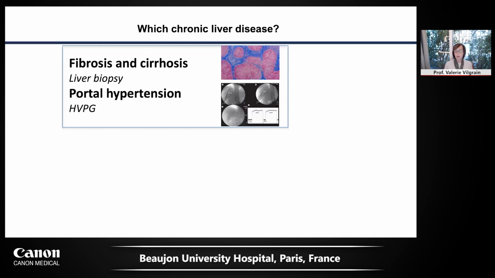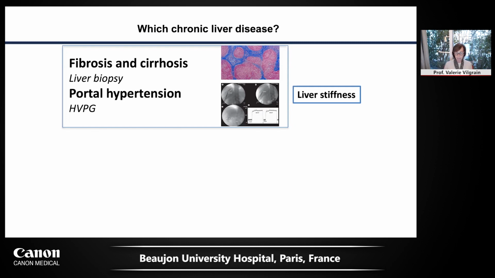For these two important points, liver biopsy first and direct measurement of the hepatic venous pressure gradient are really the reference tools, but they are invasive. Can we replace them, and can we non-invasively stage fibrosis and evaluate the severity of portal hypertension? The answer is yes, by looking at liver stiffness.